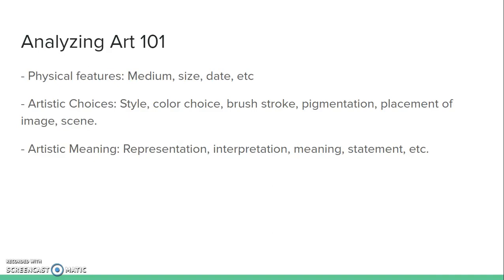Think of the pigmentation. Think of the placement of the image, the scene, right? So what kinds of things is the artist choosing to include in their piece of art, right? So like, did they include maybe stars or a flag of some sort? Is there any kind of symbolism, right? So you want to think about all the things that the artist would have to choose, right? And that would be the next step in analysis.